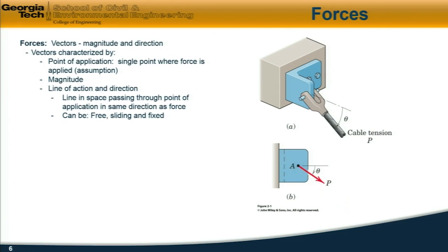Vectors can be either free, in other words, you can place them anywhere on the diagram, and we'll see that occur later when we talk about couples, or it can be sliding. In other words, the vector can slide along this line at different locations, or it can be fixed. For example, passing through the point A in this example.